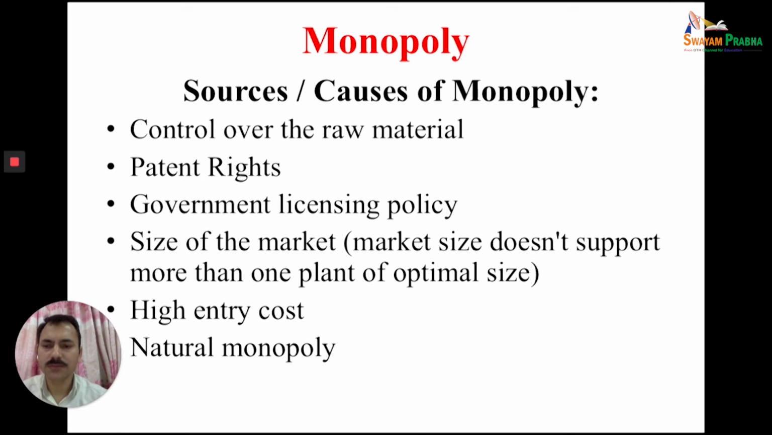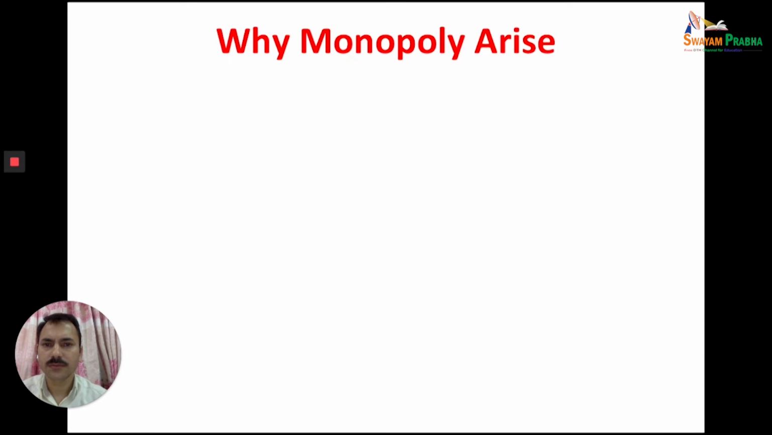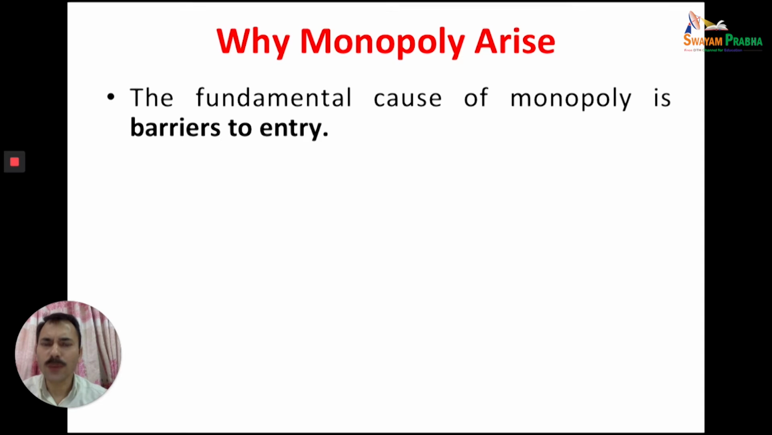Natural monopoly. Sometimes some countries have a natural monopoly. Iran, Iraq, Kuwait have a lot of oil products, crude oil products. So they have the natural monopoly. So why does monopoly arise? The fundamental cause is barrier to entry. If there is some barrier in the market and no other firm can enter, the producer can become the monopolist.